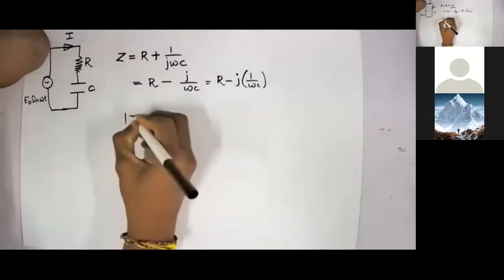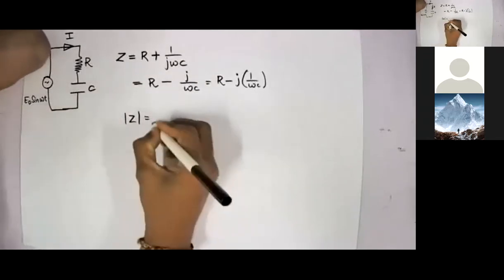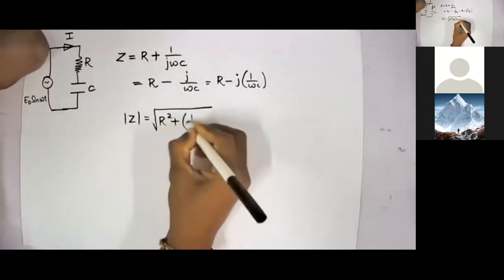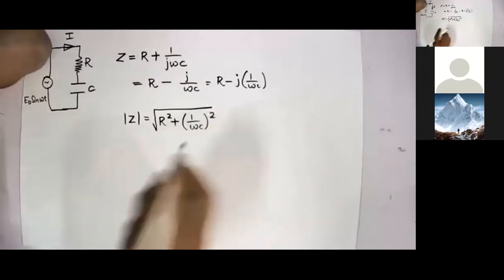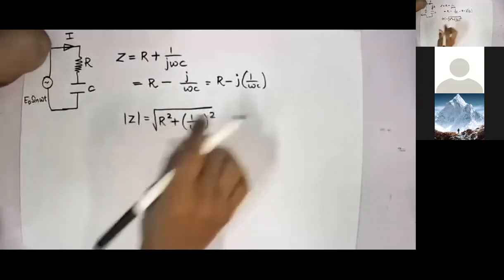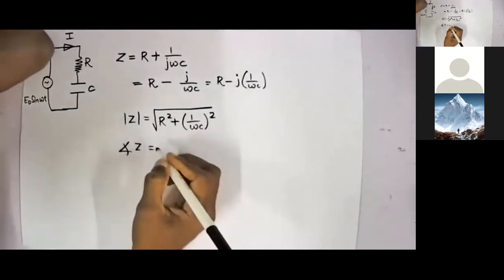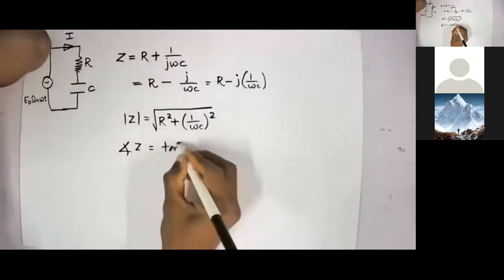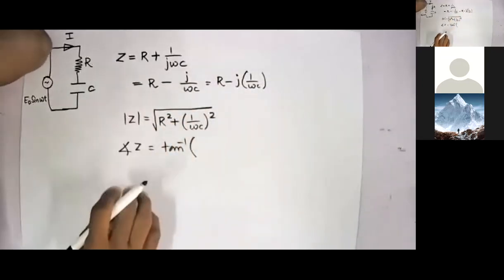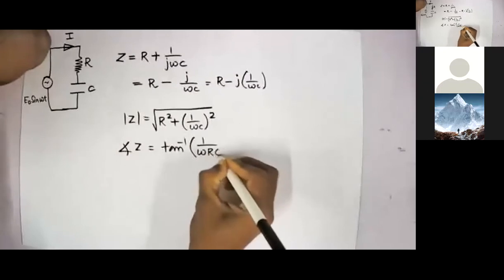Now, what is my mod of z? It will be the square root of R squared plus 1 over omega C whole squared. Clear, right? So this will be your mod of z. And what will be your argument of z? Tan inverse of, this will be your y by x, tan inverse of 1 over omega RC.